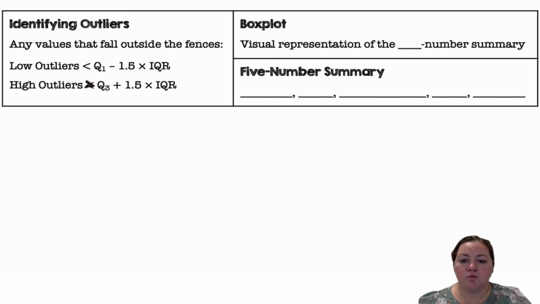Box plots are a visual representation of the 5-number summary. The 5-number summary is made up of the minimum, quartile 1, median, quartile 3, and the maximum.